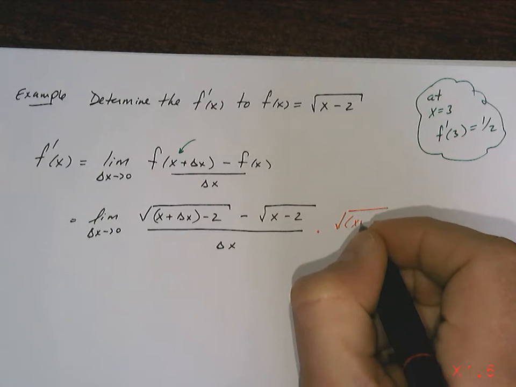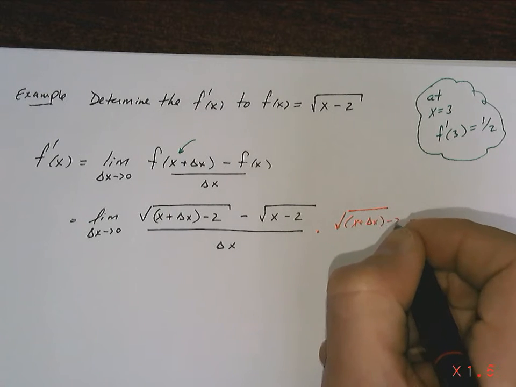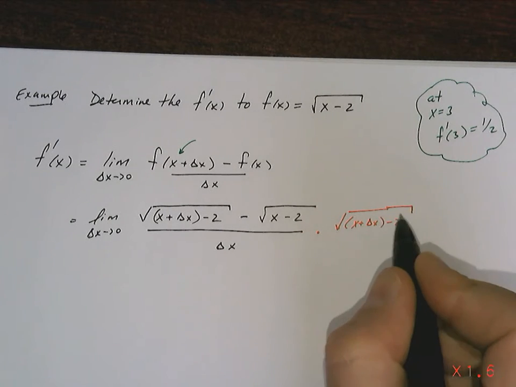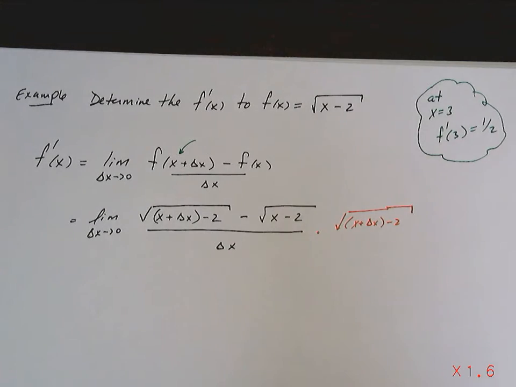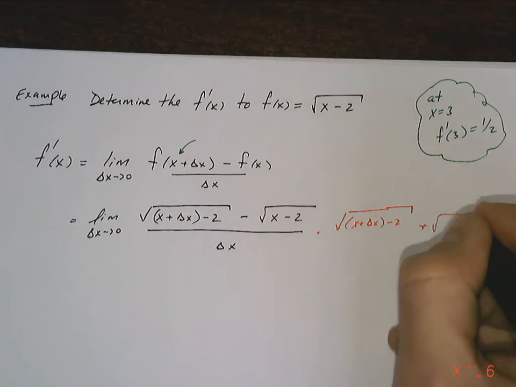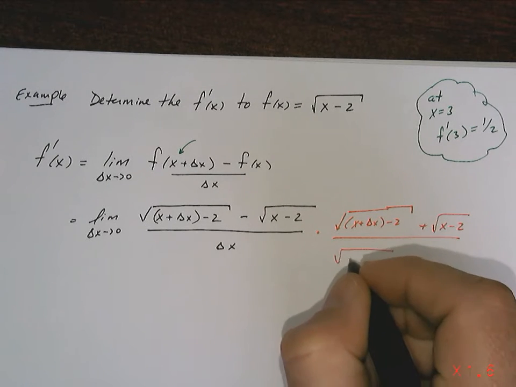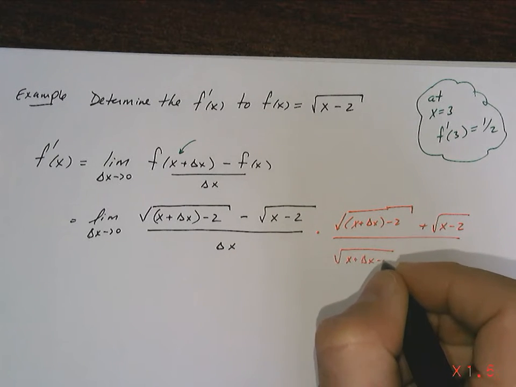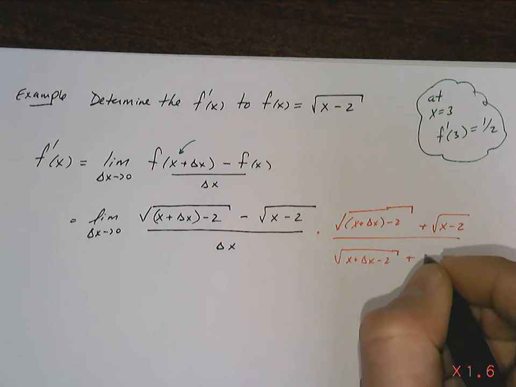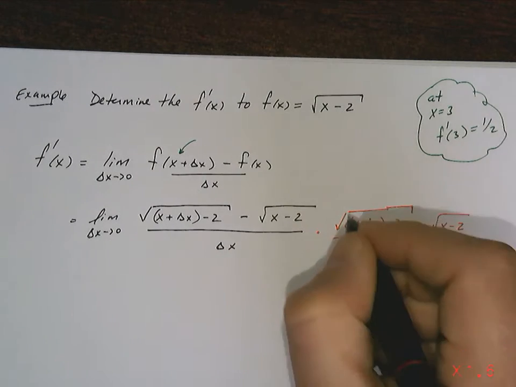And it's going to be root x plus delta x minus 2. Notice how I extend that. I don't let the negative 2 just hang out. Plus root x minus 2 over top of root x plus delta x plus x minus 2. I don't really need the brackets.